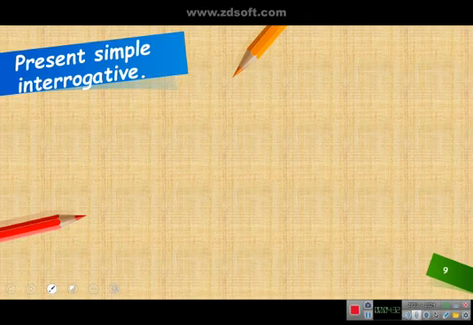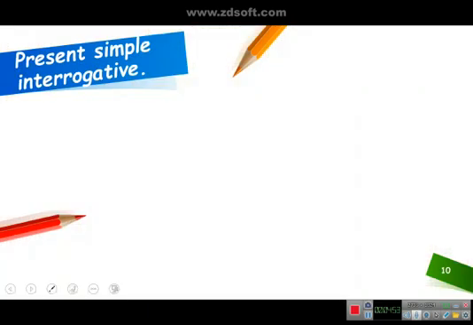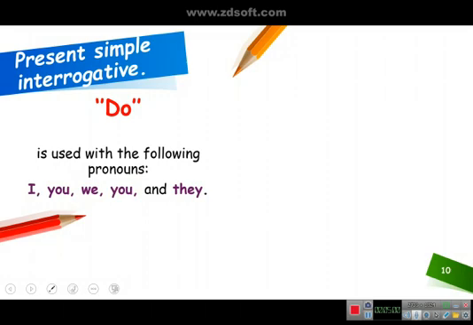Present simple interrogative. Let's take a look at how we can make a yes or no question for the present simple tense. To make a yes or no question, we add do or does to the beginning of the sentence. Let's start with the auxiliary do. The auxiliary do is used with the following pronouns: I, you, we, you, and they.